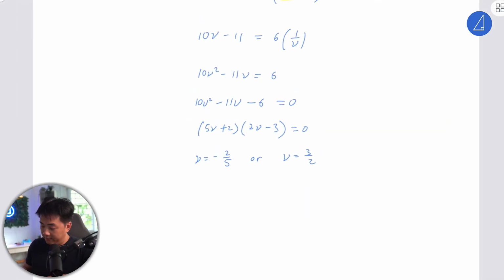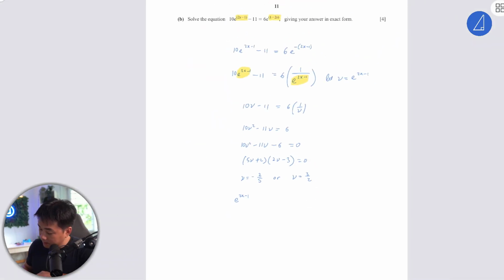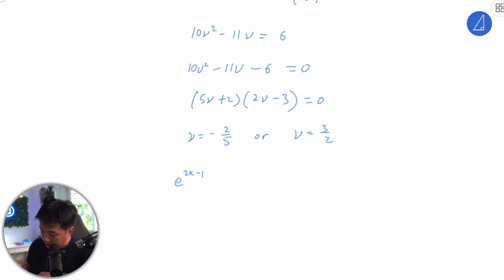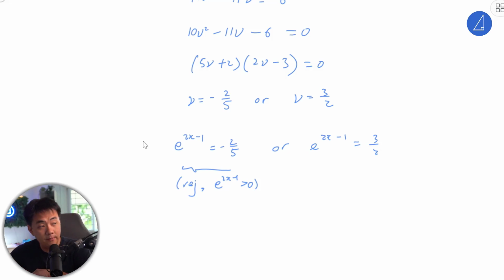Here what we'll get is v is e^(2x minus 1). Then this is minus 2/5, or e^(2x minus 1) equals 3 over 2. Now you can't ln a negative number. Okay, you can't ln both sides here, so you reject. Not applicable because e^(2x minus 1) is a positive number. It has to be a positive number. Okay, so you need to reject the negative.